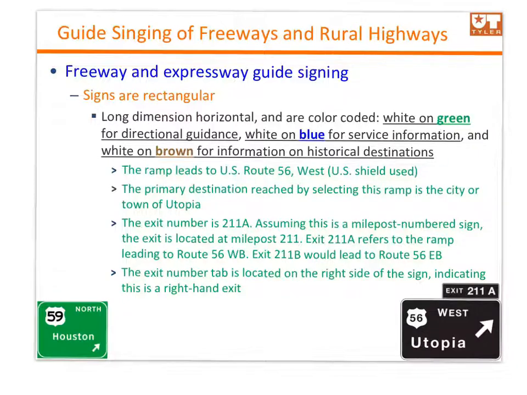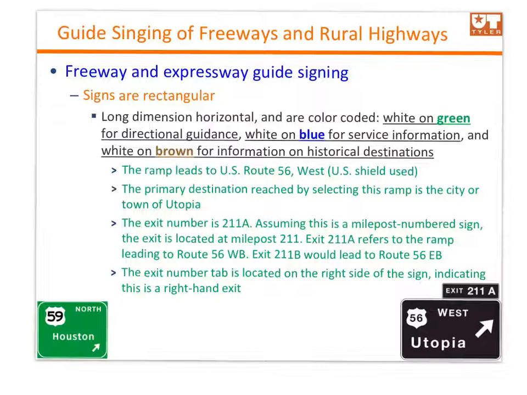That's the typical way of doing it. So we would have A for the westbound, and the following one, 211B, typically we reserve for US 56 eastbound. Also, the exit number tab is located on the right side of the sign, indicating that you need to take the right-hand exit, not the left side. In many locations, most of the time, when you exit, you take the right, but in some sophisticated highway systems, you may need to take the left side if you want to exit to that location.